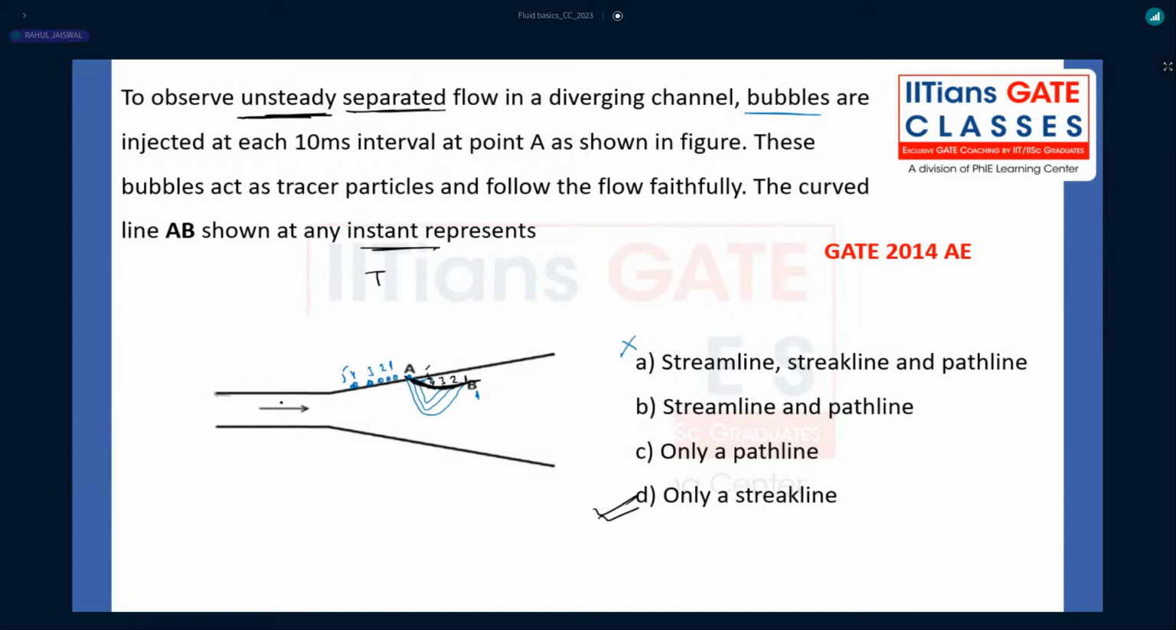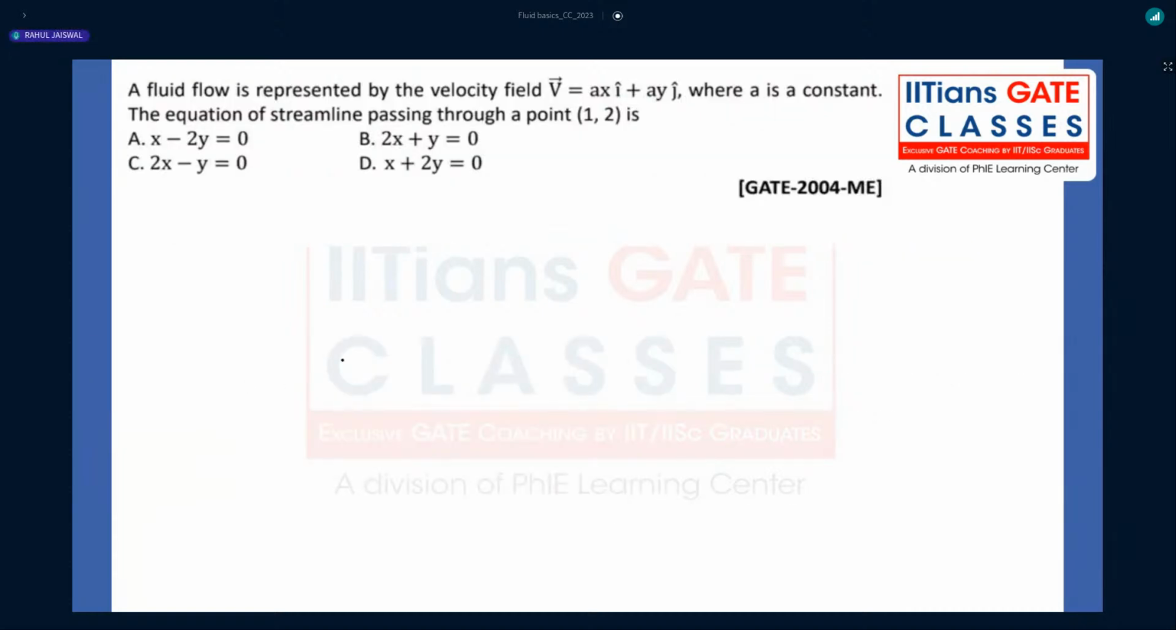Now you try to solve this numerical. The fluid flow is represented by a velocity field, which they have written as ax i cap plus ay j cap, where we can write the complete velocity field as u i cap plus v j cap. That means it is a 2D flow, with x and y components. U is ax, and v is ay.